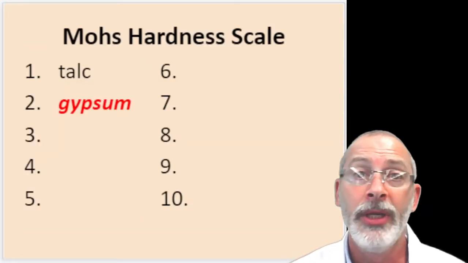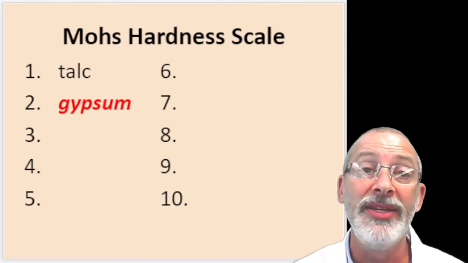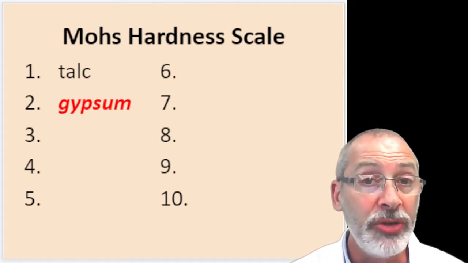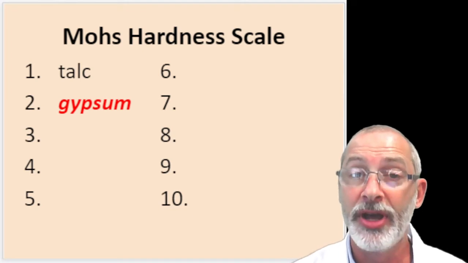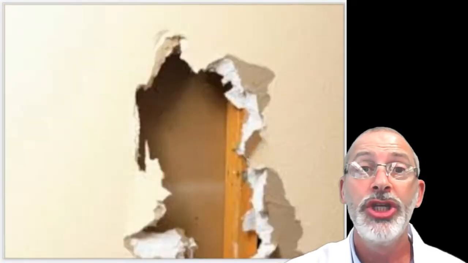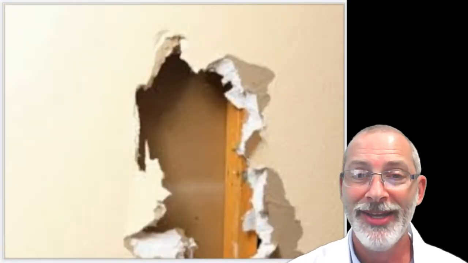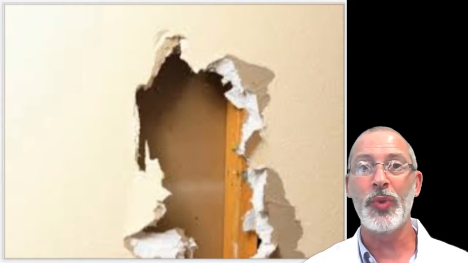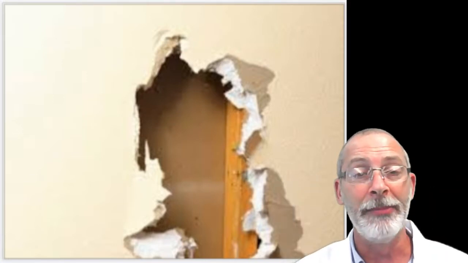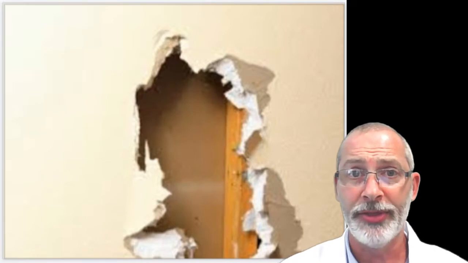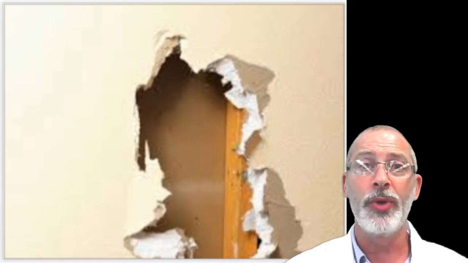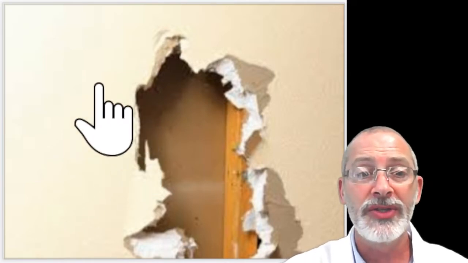All right, number two. Number two on Mohs hardness scale is gypsum. Now, if you're into construction, like to build things, you might have heard of gypsum board. Gypsum board is otherwise known as sheetrock. And it's called sheetrock because we use sheets of this rock, which is really a mineral, to build houses with. Chances are your house has gypsum board or sheetrock that form the walls on the inside.